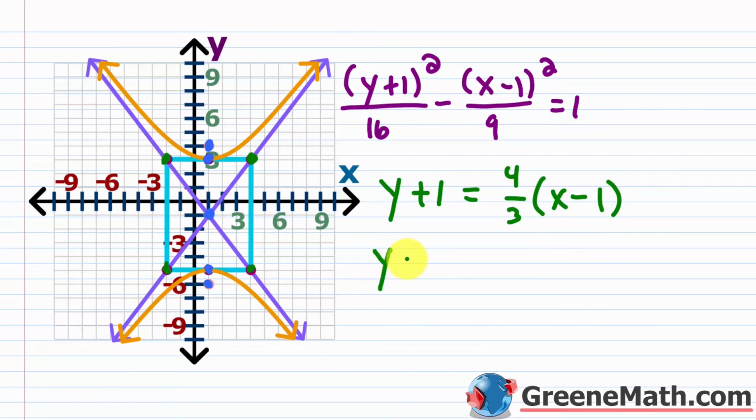So you'd have y is equal to, subtract 1 away from each side, you'd have 4/3 x minus 4/3. And then I can go ahead and say this is minus 3/3. So this is 4/3 x minus 7/3. So that would be one equation, okay?